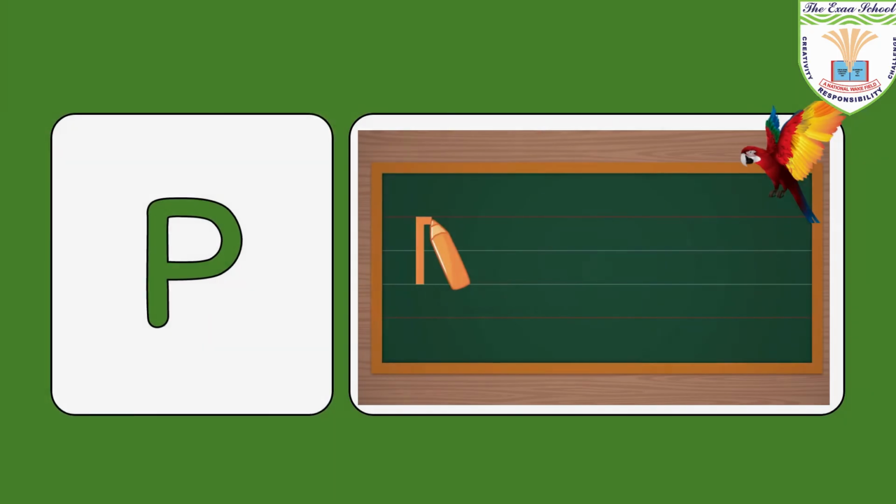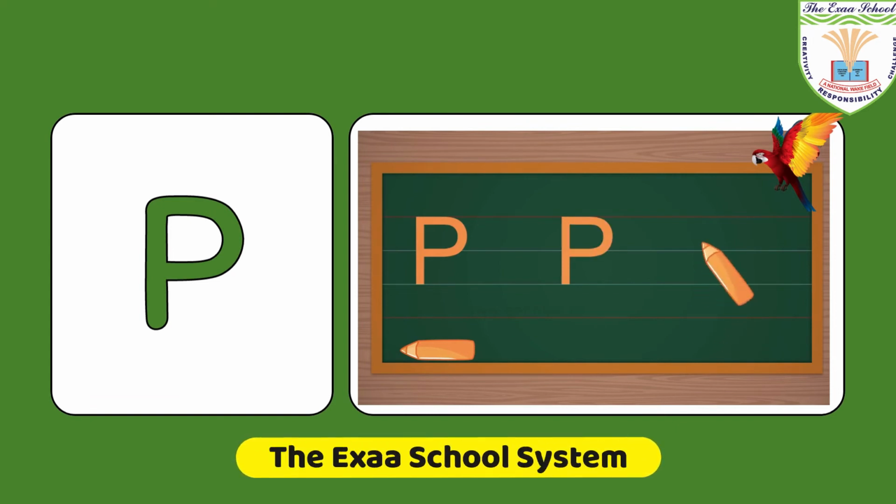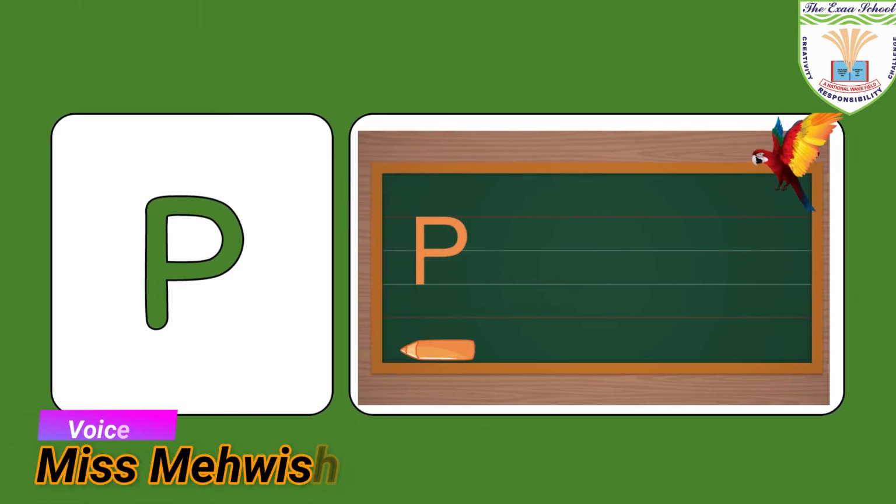P. Once again, start from the very top, first line, and a standing line. And now again go to the top, from top to middle. This is the curved line. P.